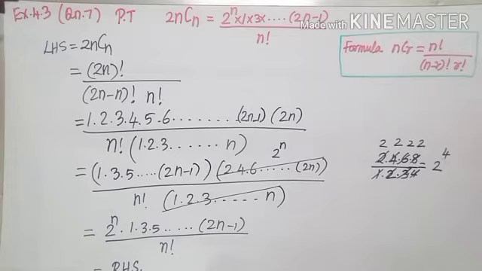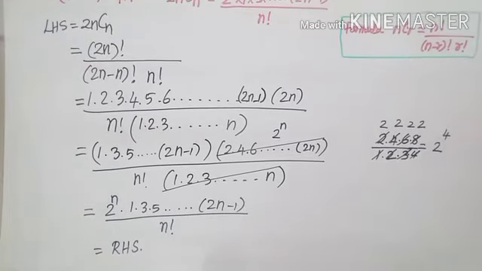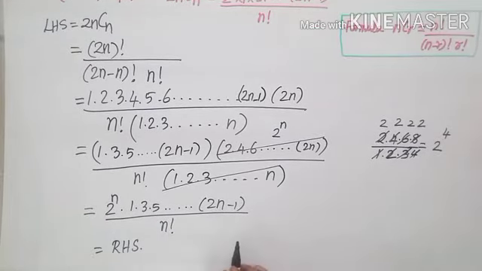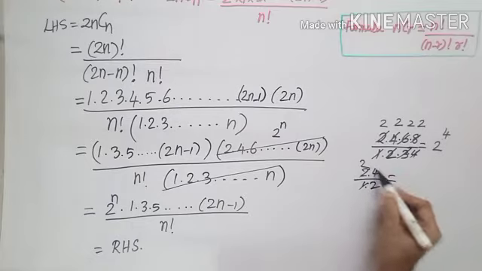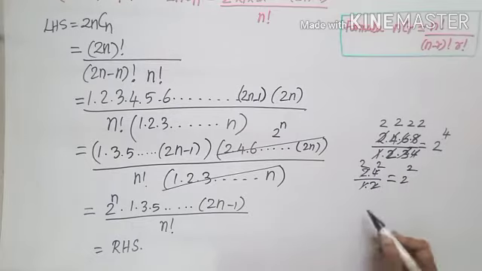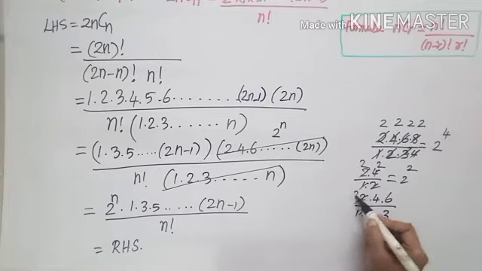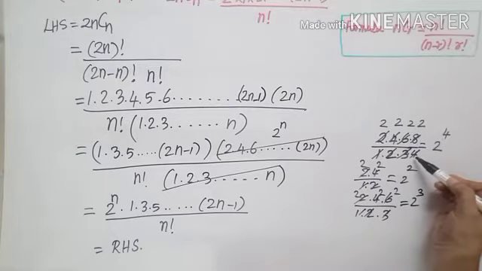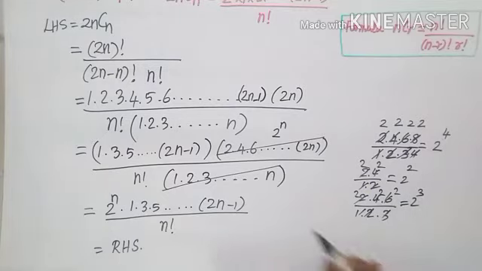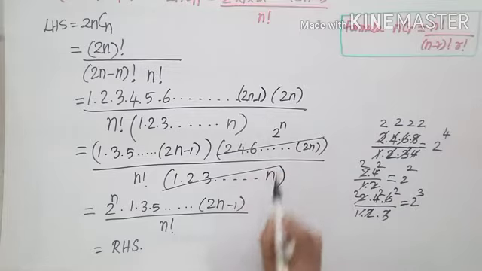So we started from LHS and arrived at RHS. The most important idea is cancelling this. When it is 2 into 4 by 1 into 2, I get 2 power 2. When it is 2 into 4 into 6 by 1 into 2 into 3, I get 2 power 3. When it is up to 4, 2 power 4. When it is up to n, 2 power n, and that gives rise to the RHS. Hence the result is proved.